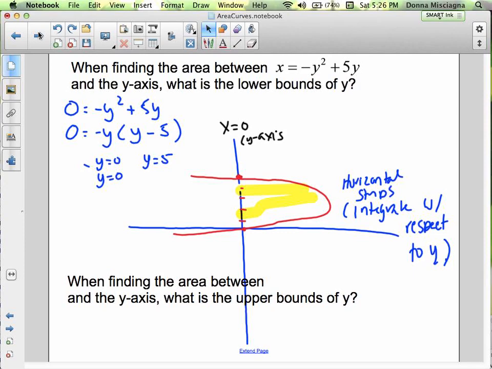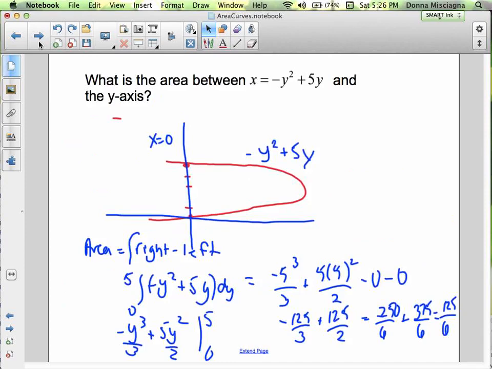So our 2 boundaries, our lower boundary is 0, and our upper boundary is 5. Now it's an easy integration, because now I don't even have two functions really, because my other function is 0. I don't really need to have minus 0 because it's x equals 0. So technically, my area is going to be right minus left, but my left is 0. Right? So I don't really need to write in the 0.